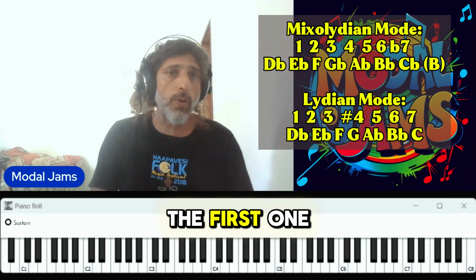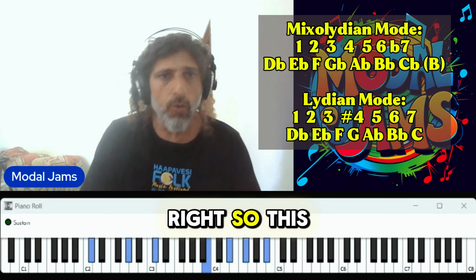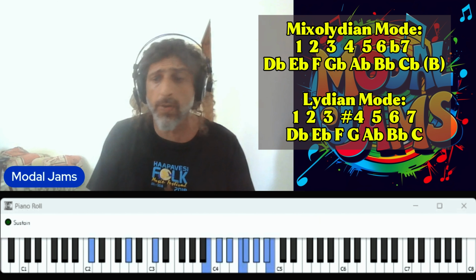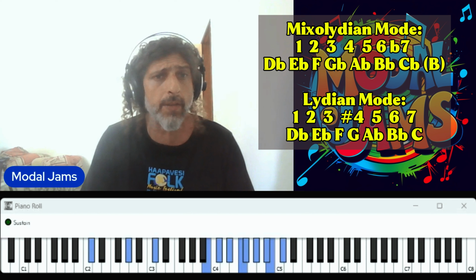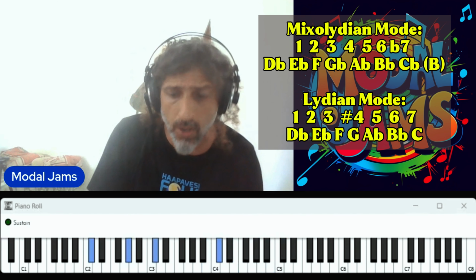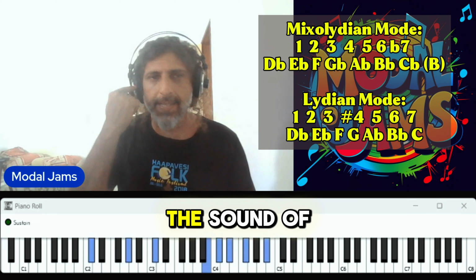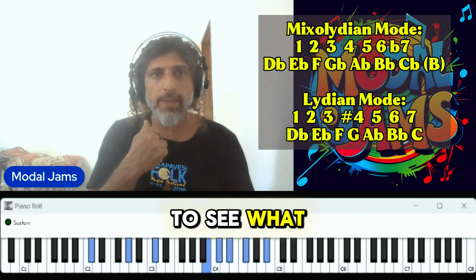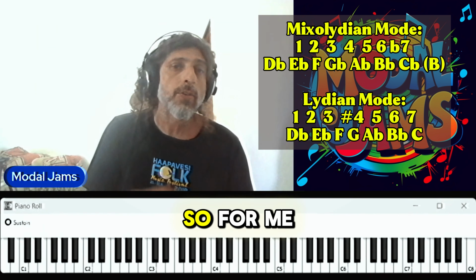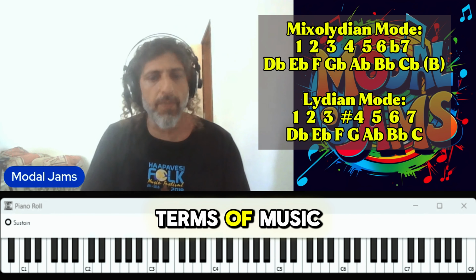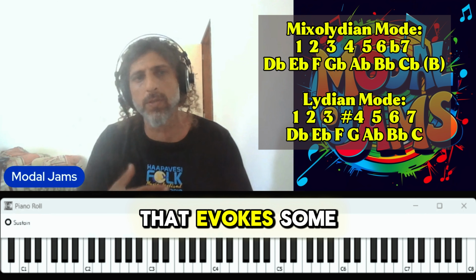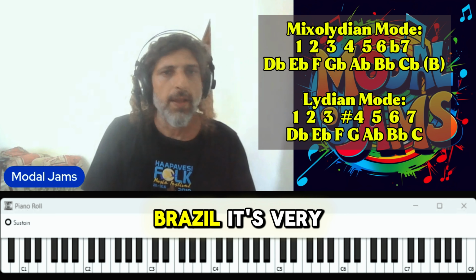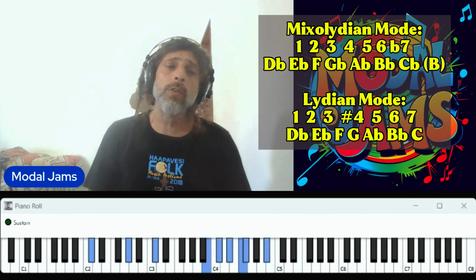So, okay, the first one will be D flat Mixolydian, right? So these notes that you have on the screen, you have to play them and sing them. Because that's the only way you can get the sound of the mode in your ear, and you can start to see what that mode means to yourself. So for me, this mode will mean something in terms of music, a sound that evokes some kind of music that in my homeland Brazil is very common, you know?